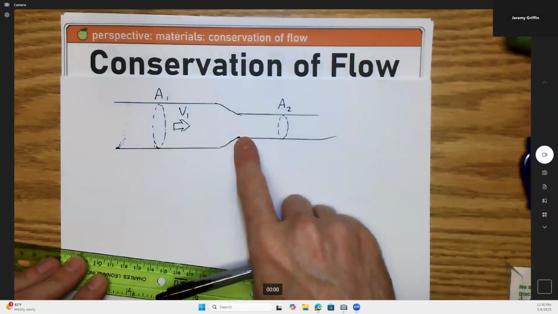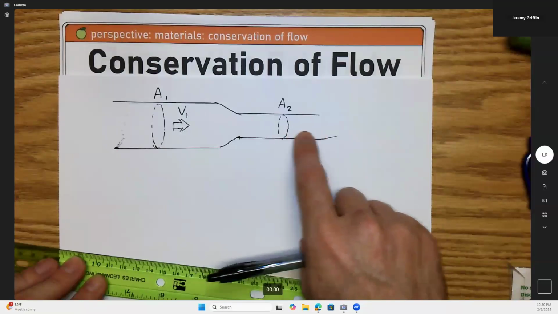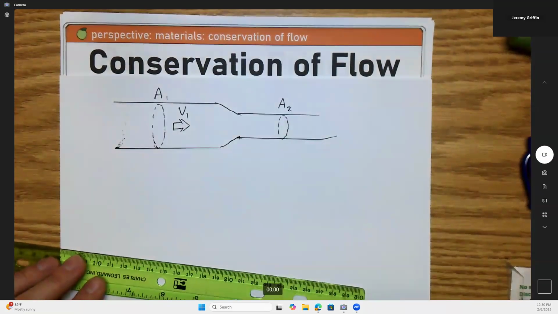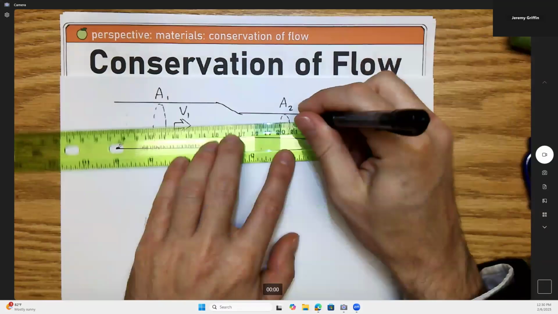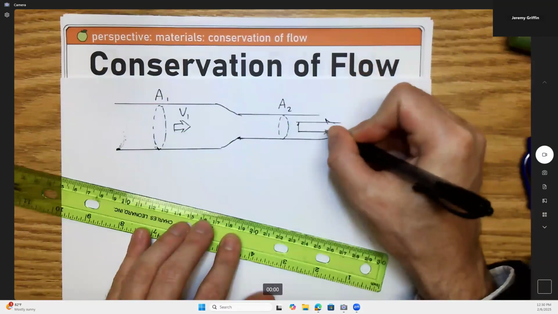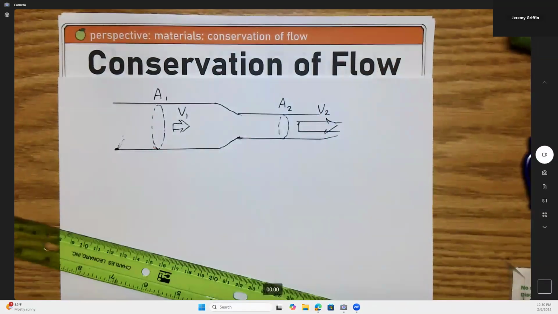Now, when the water goes into the small pipe, is it going faster or slower in terms of linear speed? What do you think? Who says faster? Yeah, it is. So I'm going to make an arrow vector that's a little bit longer just to really get the idea across that it's going faster. I'll call this V2. So we got A1, V1, and A2, V2. You guys get it?